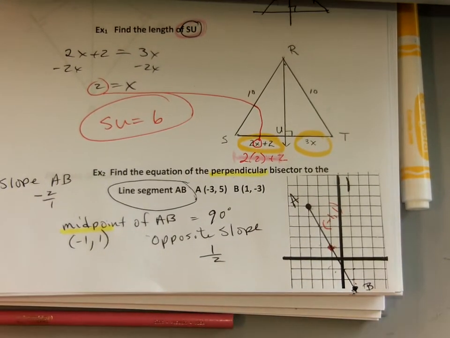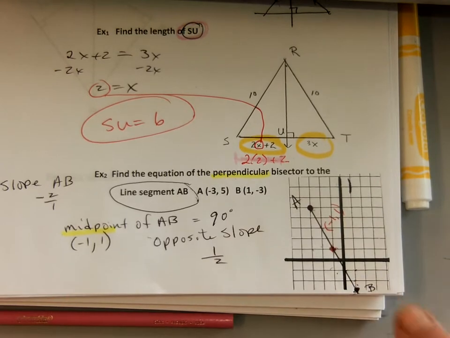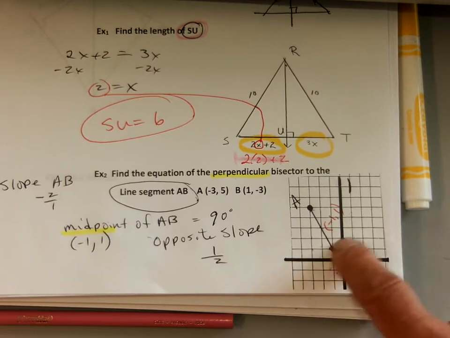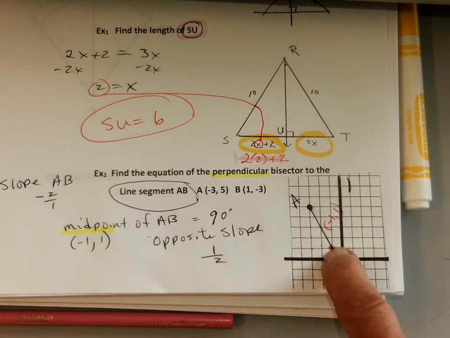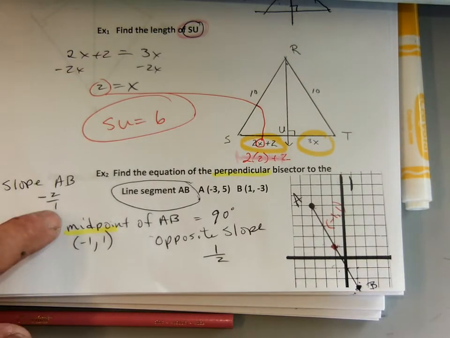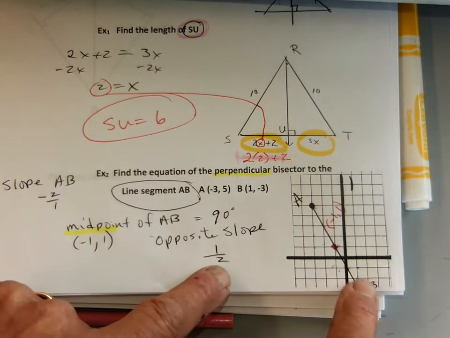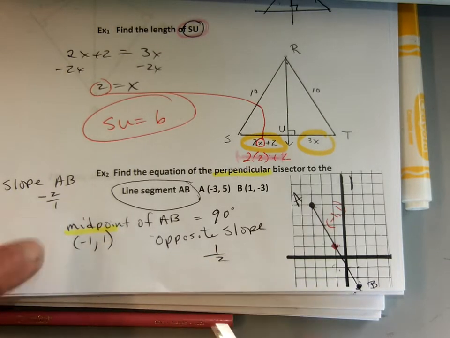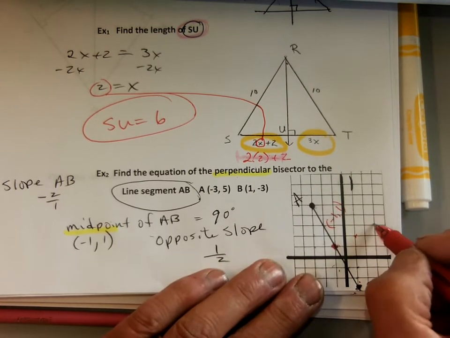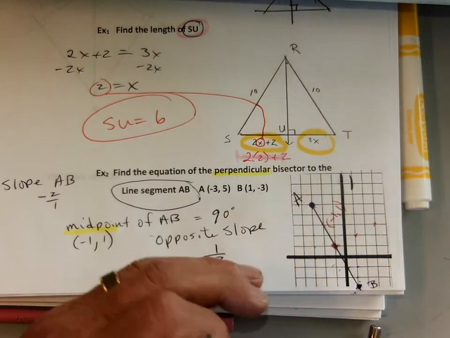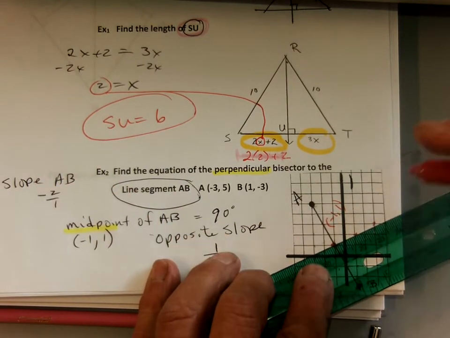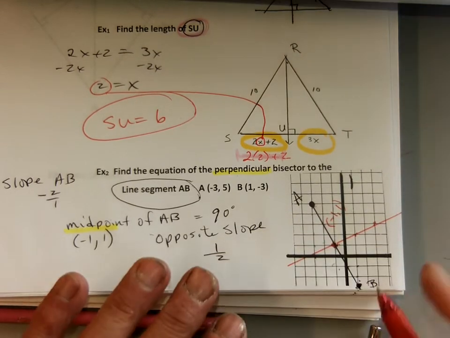Alright, so let's figure out what we have to do. Here's my line segment AB. I want to find a line that goes through the middle of it because it's a bisector, and I want it to be perpendicular at 90. Okay, so I found the middle so that I can bisect it. I have to do it at 90, so I found the slope of AB, and the opposite slope would make it 90, so -2 over 1 becomes 1 over 2. So from my point, up 1 over 2, because that's my opposite slope. Okay, so here is my line. Here's my bisector. I'm going to draw it in. That is my bisector.